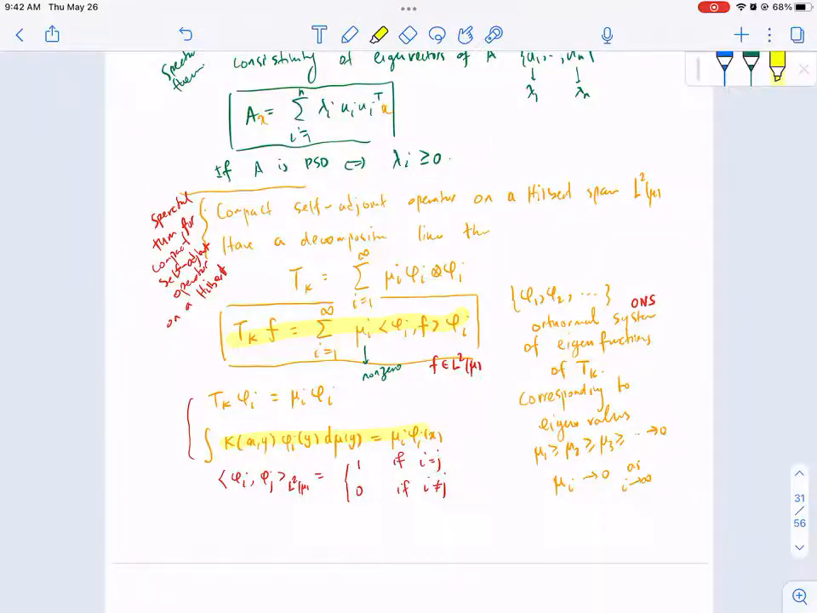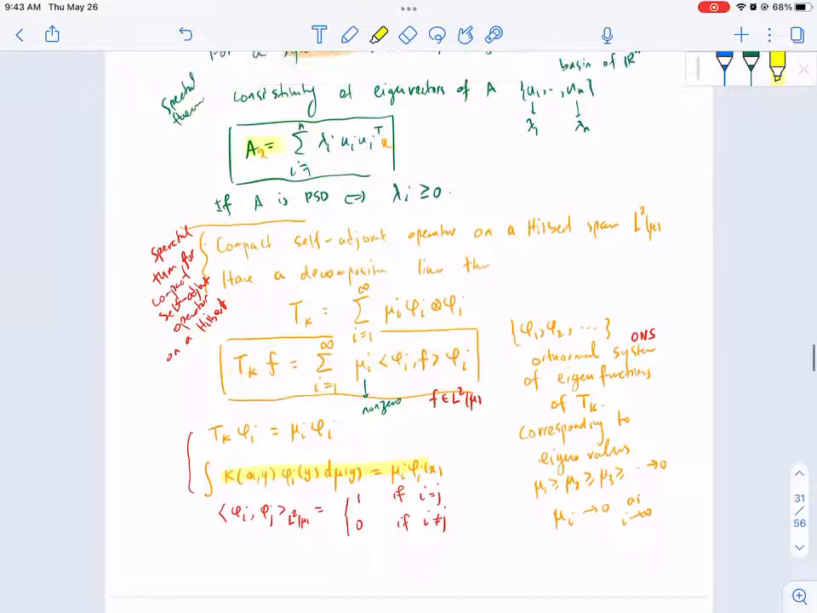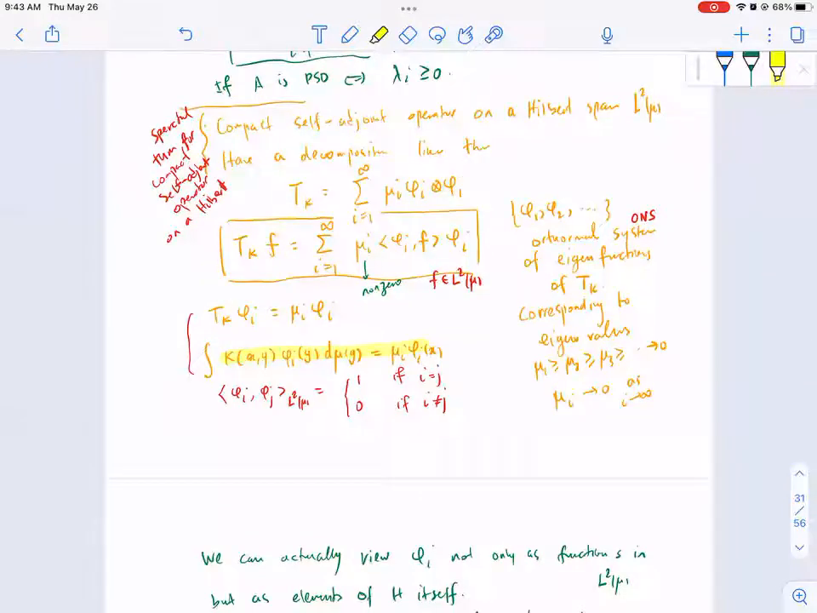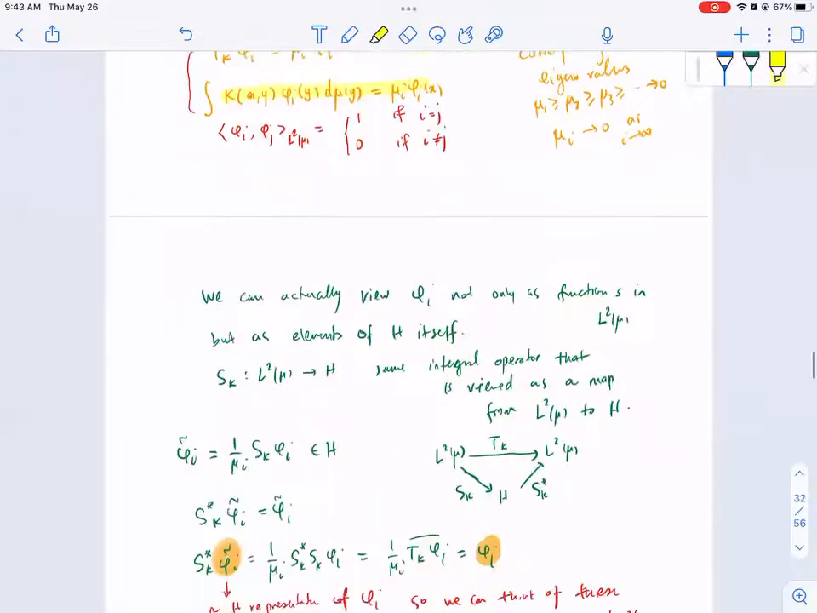So basically each direction gets multiplied by mu i. That's sort of the usual representation that you get for symmetric matrices, for example. So these phi i's are orthonormal in L2. So they form an orthonormal system, ONS, let's say, in L2. And we also argued that they are orthogonal.